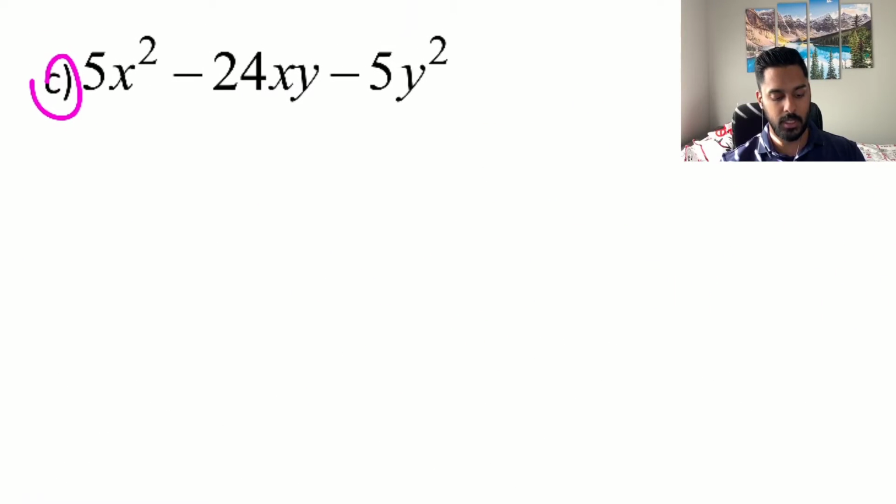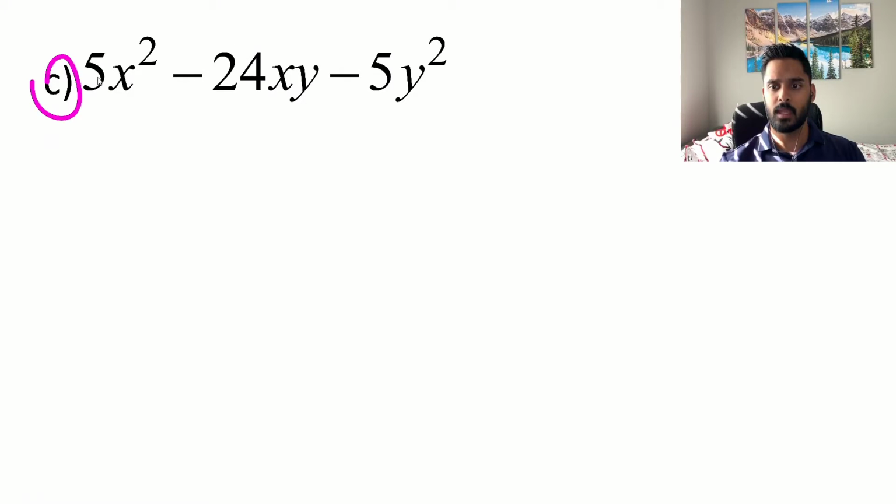Okay, so let's talk about C. Now looking at it, I have two variables to worry about. I've got 5x squared minus 24xy minus 5y squared. So I've got y's and x's in here. Now I'm going to check for a common factor first. Between all three terms, they do not share a common factor of 5, nor x, nor y. So really that is not good for us. Now I have to figure out how we're going to deal with this.